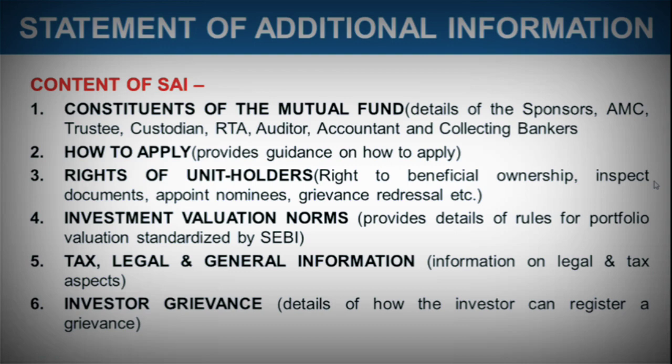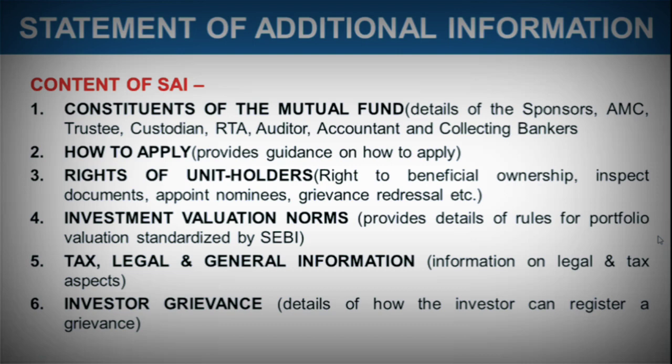Now you can see that in the SID, scheme information document, we get all the idea about the scheme. So whether we talk about the expenses related, the name of the scheme, the type of scheme, the investment objective, asset allocation, investment strategy, their portfolio, we get all the idea about the scheme. But when we talk about the statement of additional information, we get an overall idea about the rights of investors, the components of mutual funds like sponsors, AMC, trustee, application form, the valuation norm, tax and legal aspects.